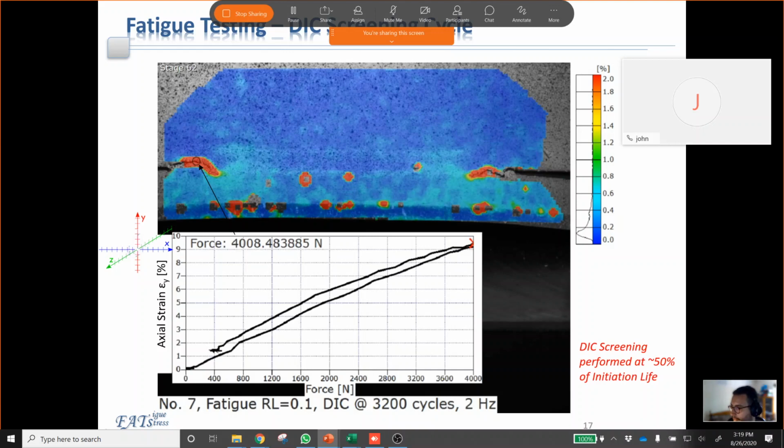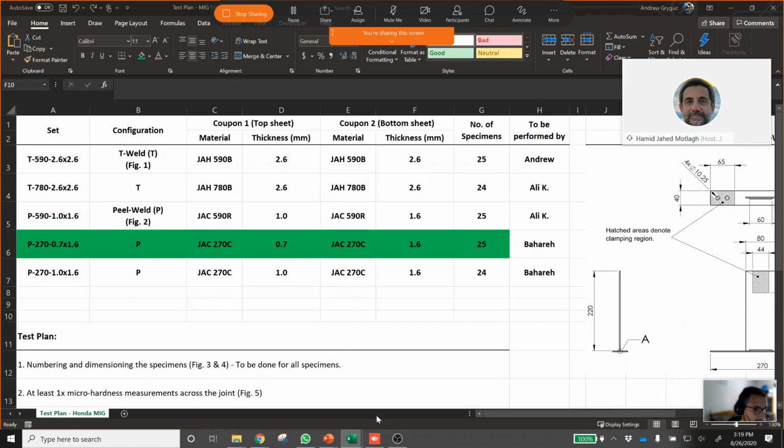And even in 590 stock and in 2.6, you have also seen the same sort of failure. But again, the structure of the part will be different and the weld length will be a lot longer. So it may not be a 60 millimeter weld. You know what I mean?